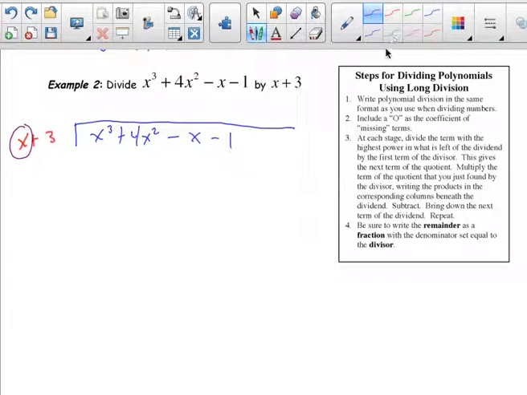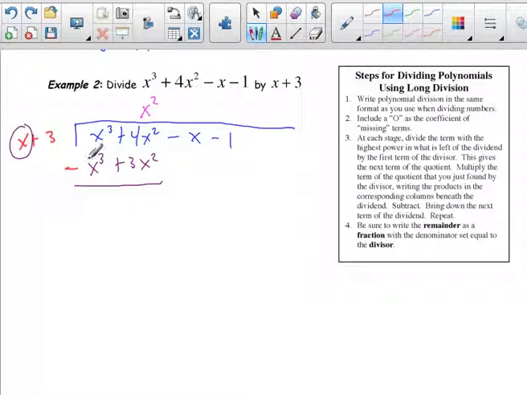That would be x squared times. And we're going to write that above the like term, the corresponding term. And then once we answer that question, we're going to multiply. So x squared times x is going to give us x cubed, and x squared times 3 is going to give us plus 3x squared. And we're going to write that as we did when we were dividing with numbers. And then we're going to subtract.